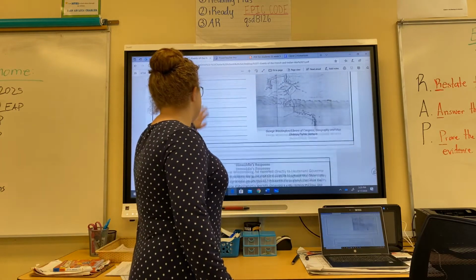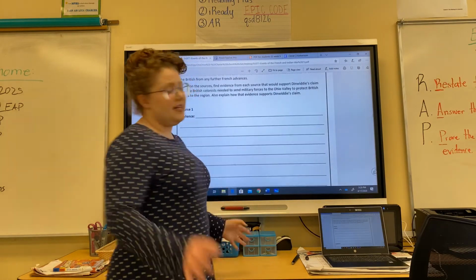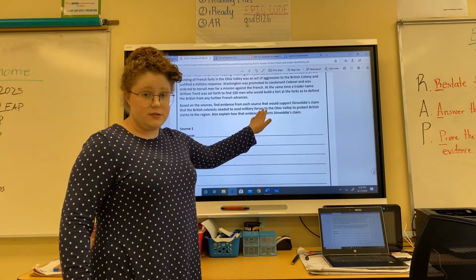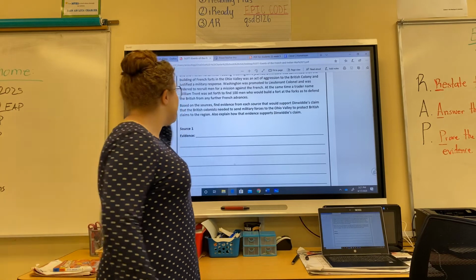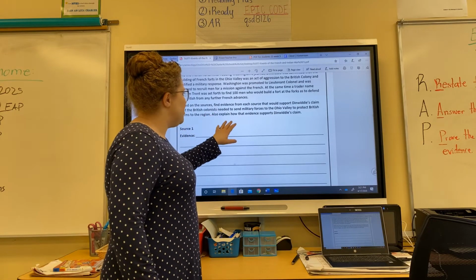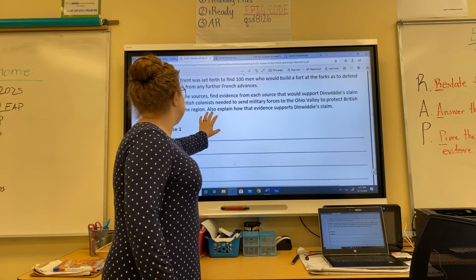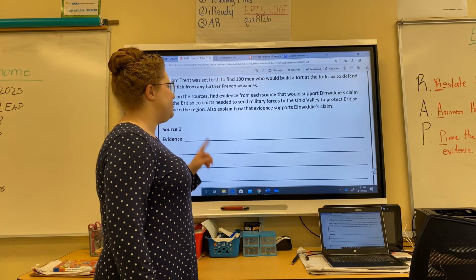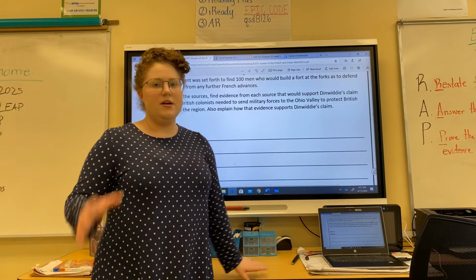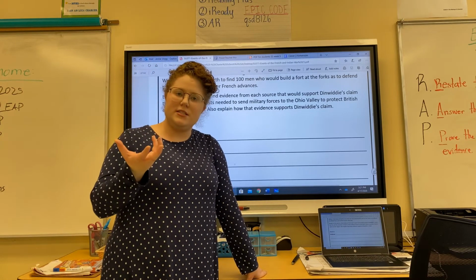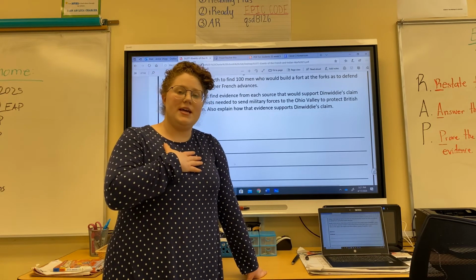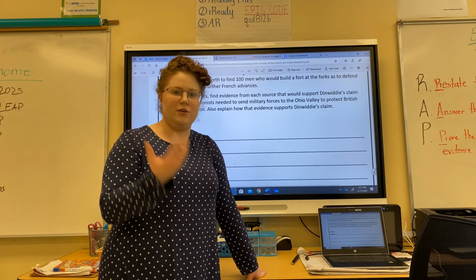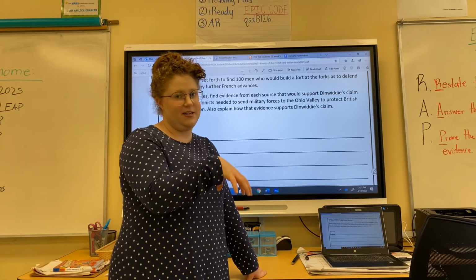All right? Then for the next 4 questions, it asks you based on the sources, the 4 sources I read, find evidence from each source that would support Dinwiddie's claim that the British colonists needed to send military forces to the Ohio Valley to protect British claims to the region. So what about the sources would make Dinwiddie want to say, I need soldiers, I need the military to fight the French? What about the sources would make him think that?